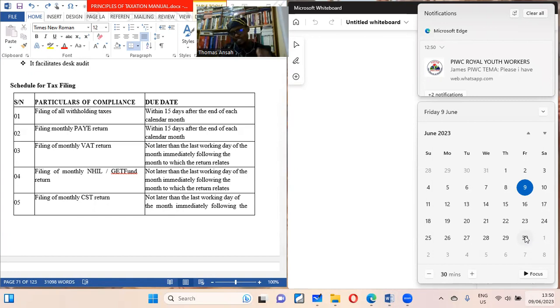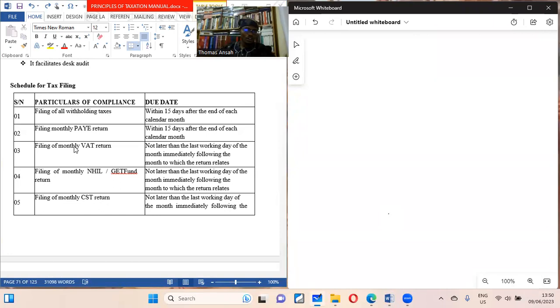So this one makes it look like it is the last day of the month. But sometimes the last day of the month will be on a weekend. But the law says the last working day, clear day. All right, so take note of that. Then it goes the same with VAT, along with NHIL and GETFund and all those things. CST is also the same. Communication service tax is also the same.